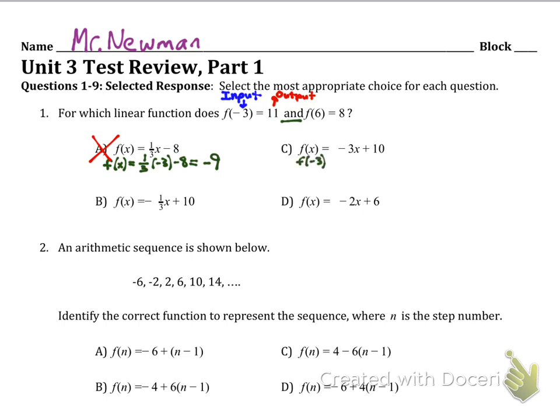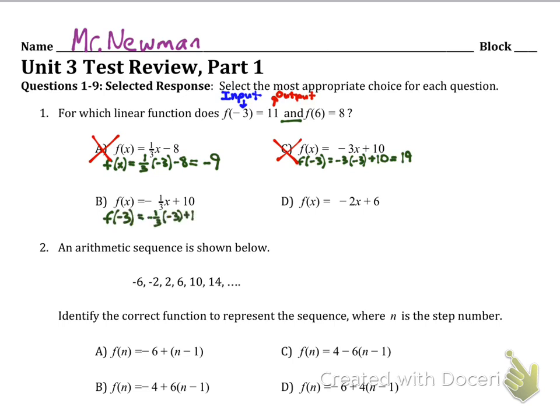Over here, f of negative 3, we're going to try negative 3 again. I'm actually trying the one on the top right. Plug in negative 3 here. You get negative 3 times negative 3 is 9. 9 plus 10 is 19, so that is not the correct answer either.